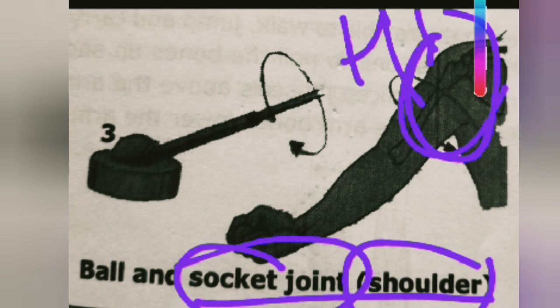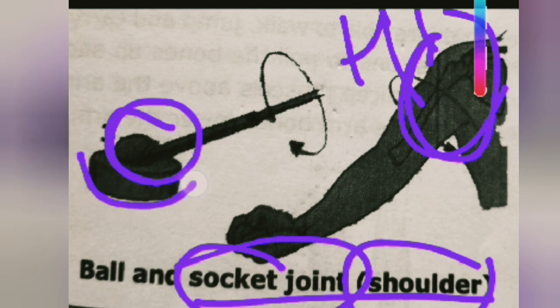One end of the humerus is round like a ball. You can notice in this clear picture, this is a round ball-like structure. It fits into a cup-like socket. In the same way, there is a socket beneath it. So the humerus is ball-like in nature, and it fits into a cup-like socket in the shoulder bone.